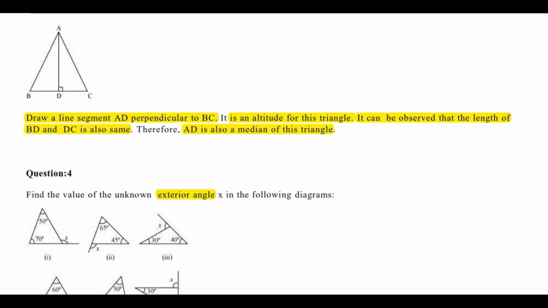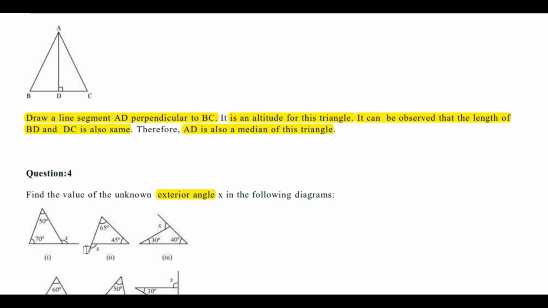So what is the exterior angle property? The exterior angle of a triangle is equal to the sum of its opposite interior angles. So here, what is the value of x? The value of x is equal to the sum of 50 and 70. So x equals 50 plus 70, equals 120. Reason: exterior angle property of a triangle.